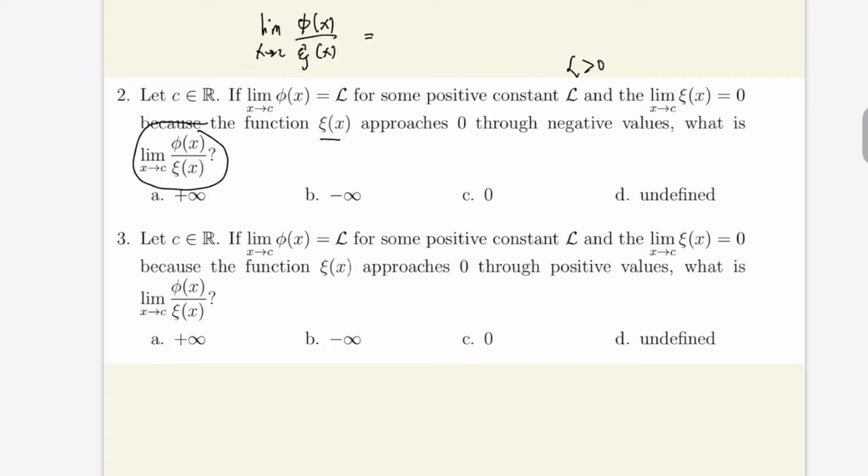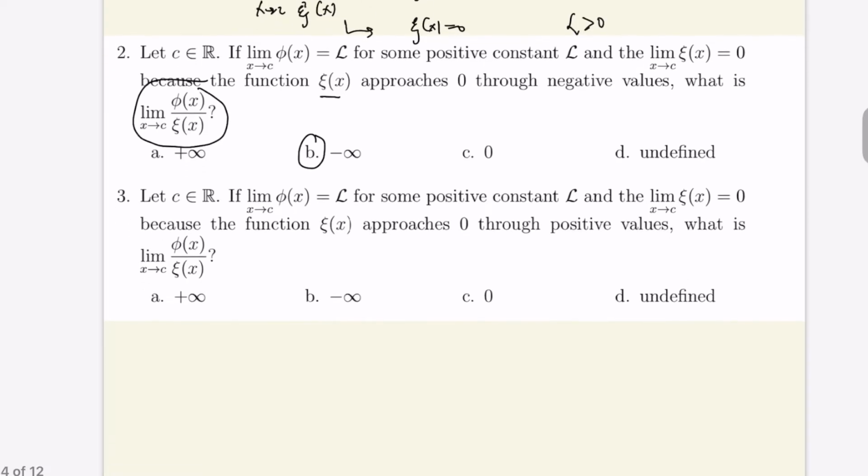negative infinity. Kasi yung baba niya is, yung psi x mo is 0, and approaches 0 through negative values. Tapos ito kasi is positive constant yung value. So meron tayong theorem na ganyan. So therefore, this is negative infinity.